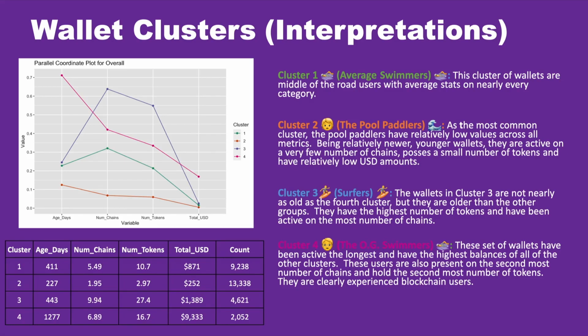Cluster 4 is interesting because, as we mentioned, it's the oldest, and it's also the ones with the highest balance. And with respect to their age, we ended up calling them the OG swimmers. They've been active the longest, they have the highest balance. They're also pretty active in terms of number of chains and number of tokens, although not quite as much as the surfers group. So it's cool that, not that everyone fits neatly into these categories, these categories do tend to do a good job of representing the behaviors that we see by looking at the data on this platform.